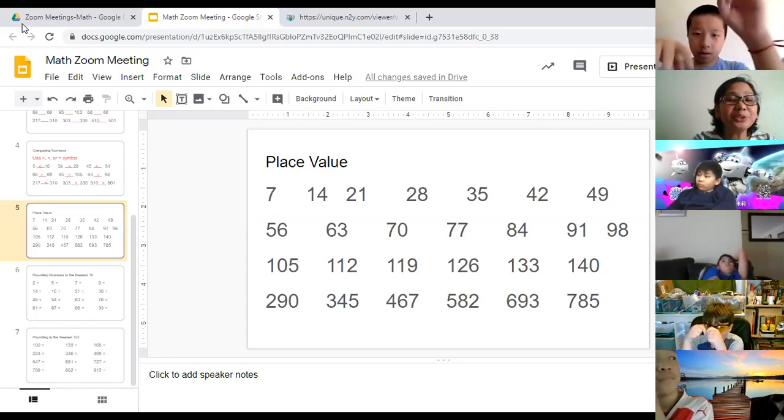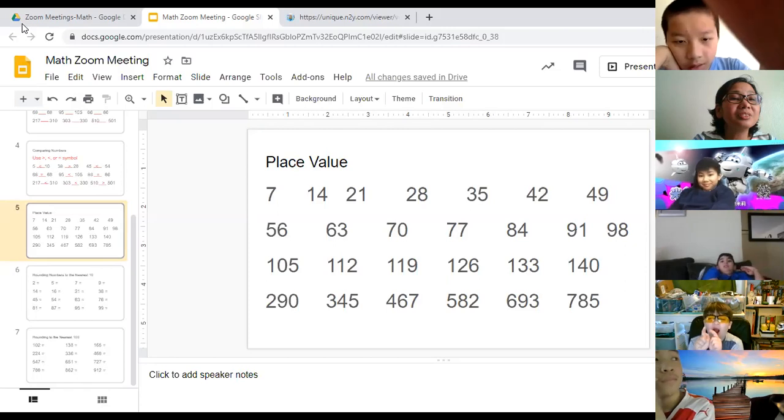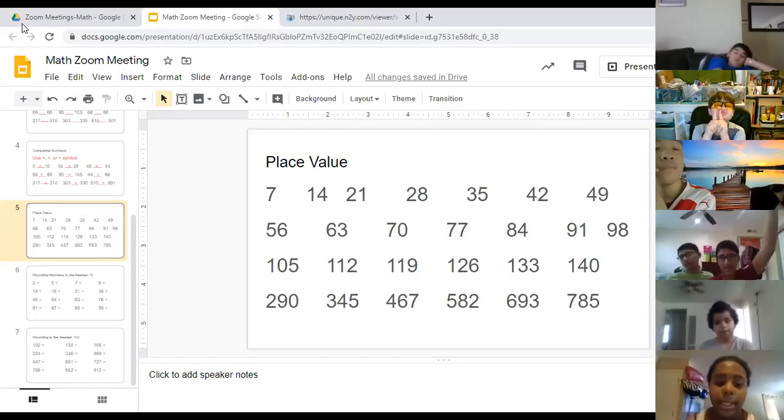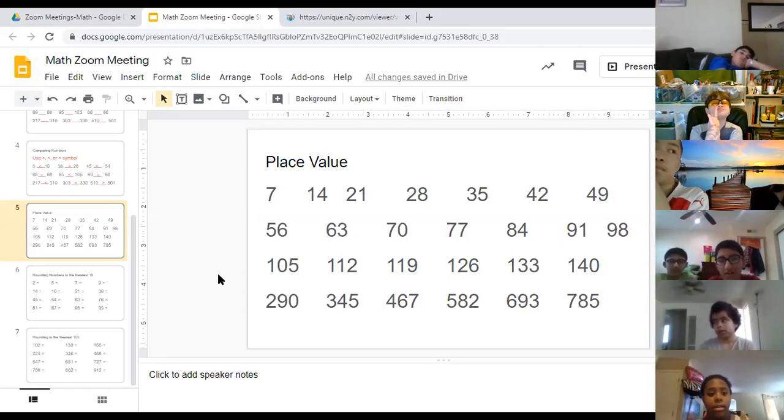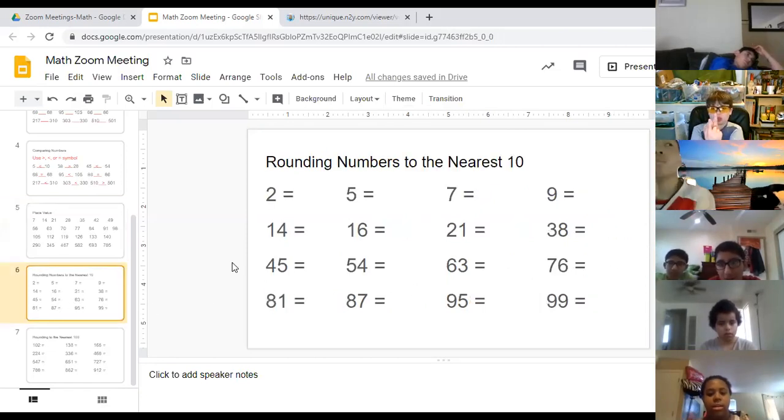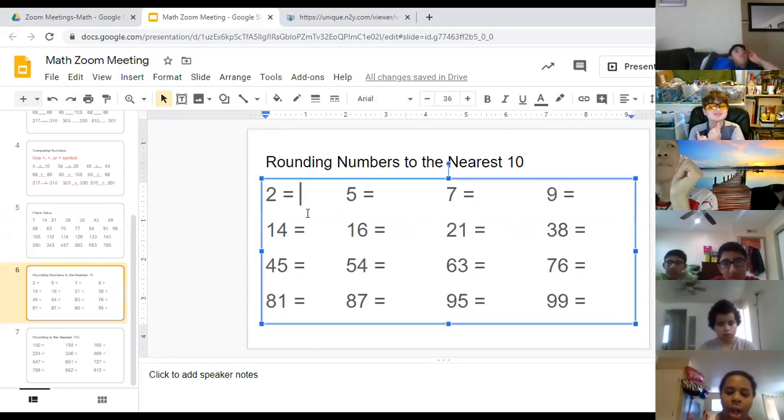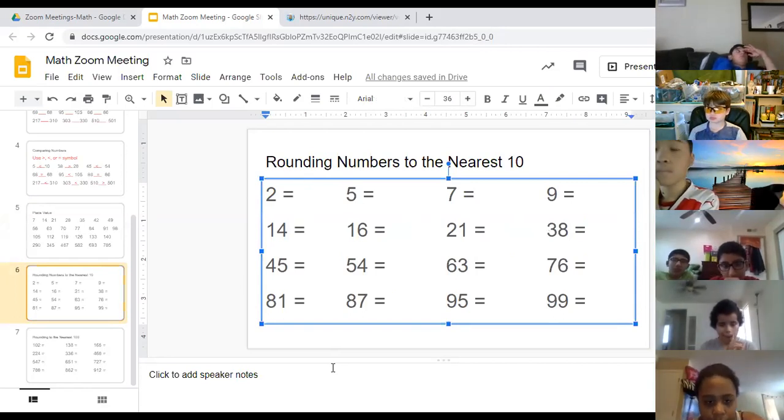Okay, who can help too? Okay, Zakir. Is 2 closer to 0 or closer to 10? 0. So when we round off 2 to the nearest 10, it becomes 0 because it is closer to 0. So we round down.